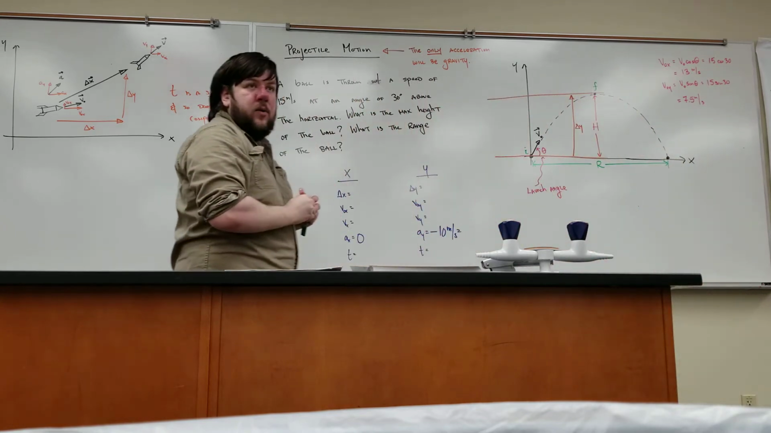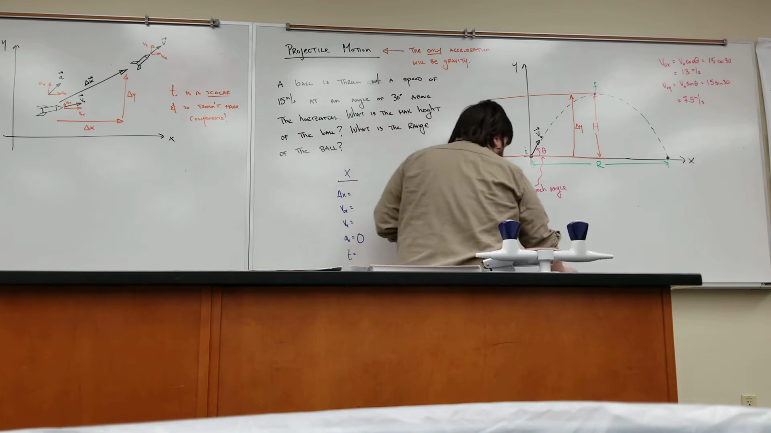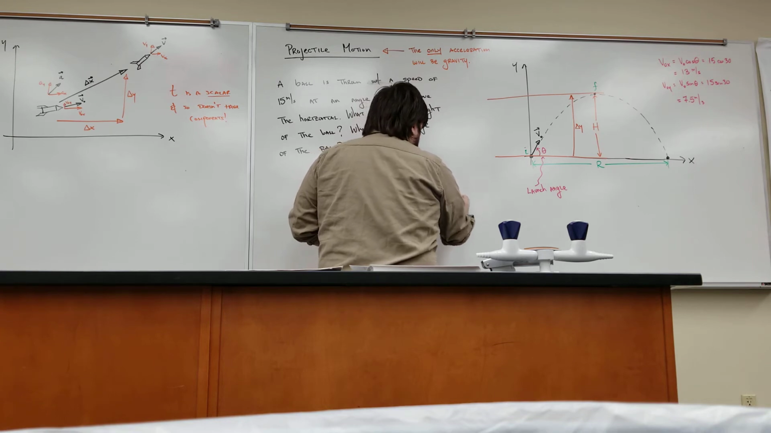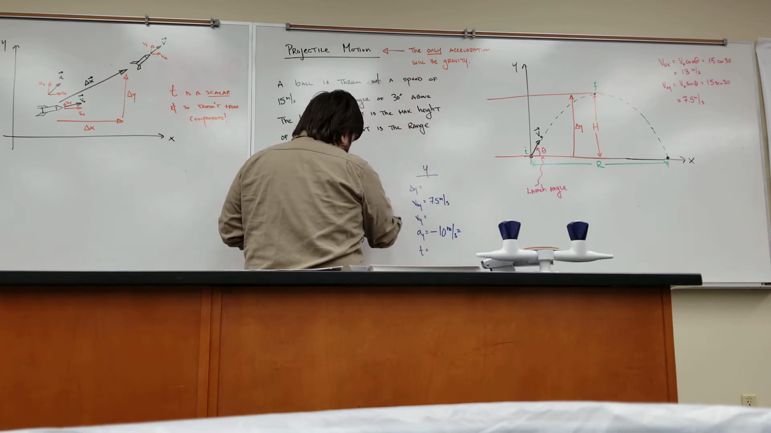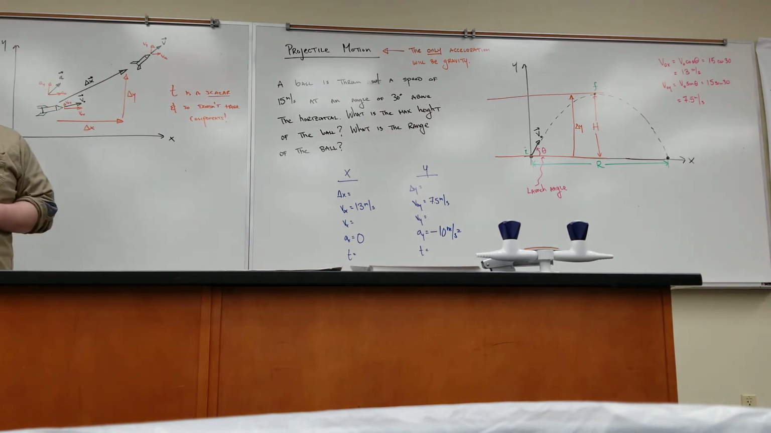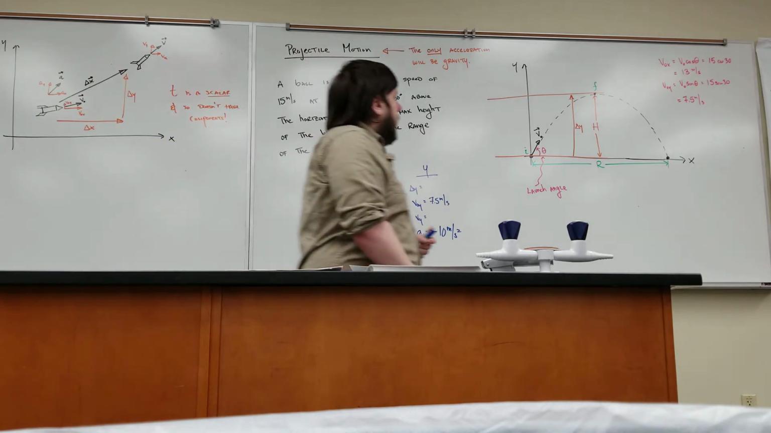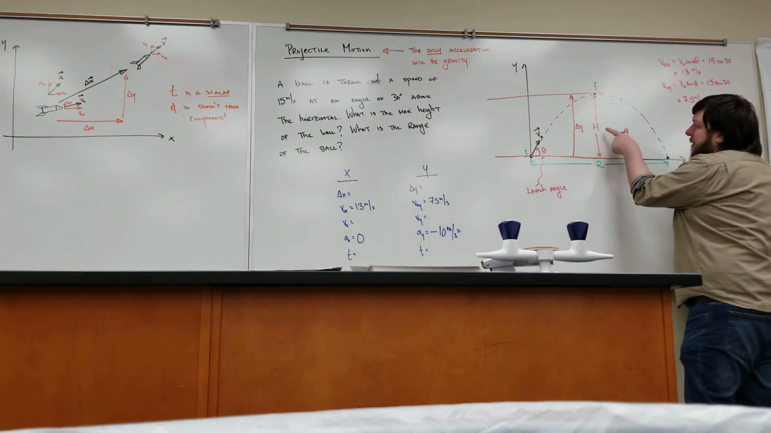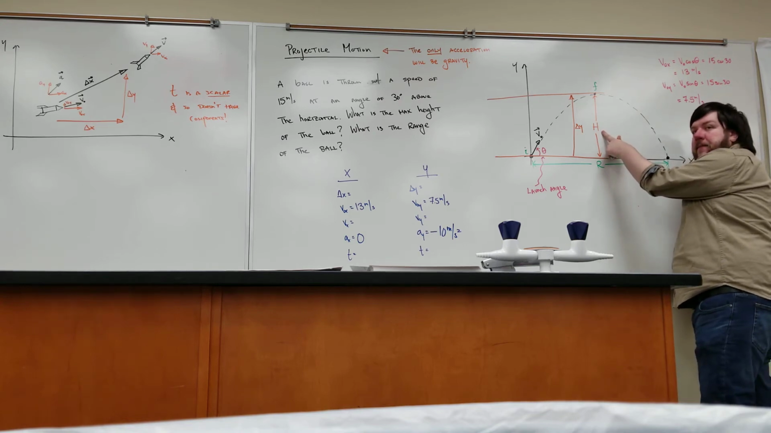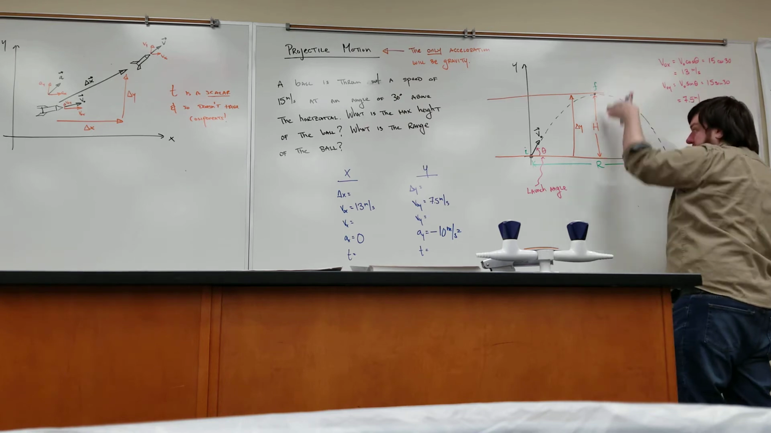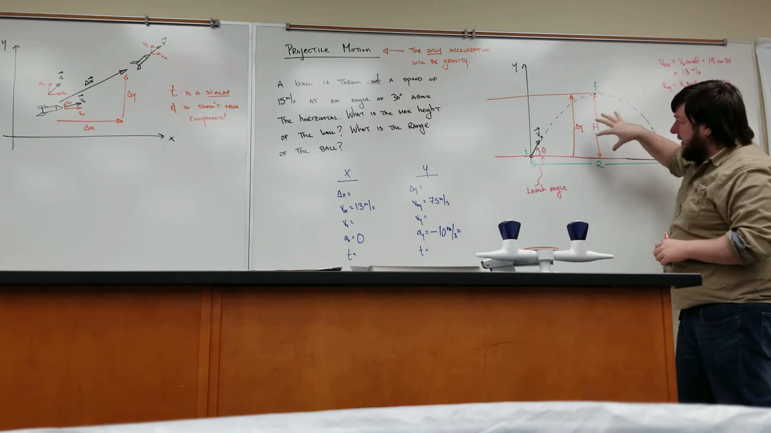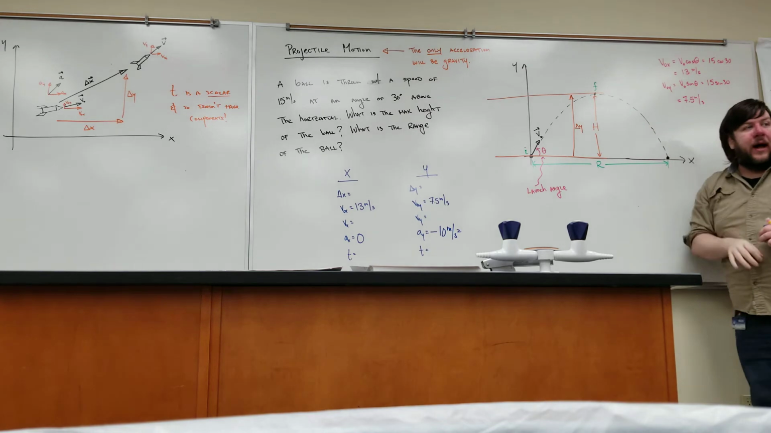Okay? So now I can write those down. If I want to find the maximum height, what direction is this going to be solved in? The y direction, right? Yes. The maximum height is going to be equal to delta y. So I need to find a third variable in the y direction.